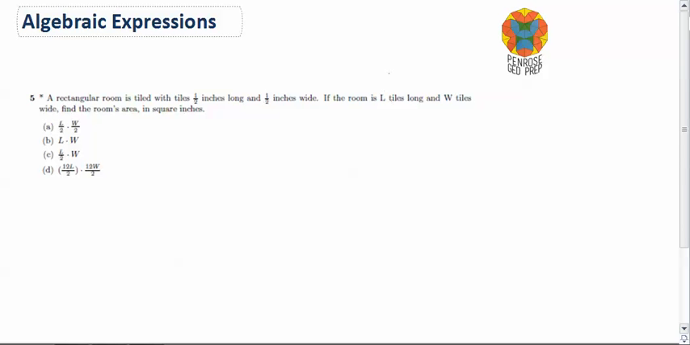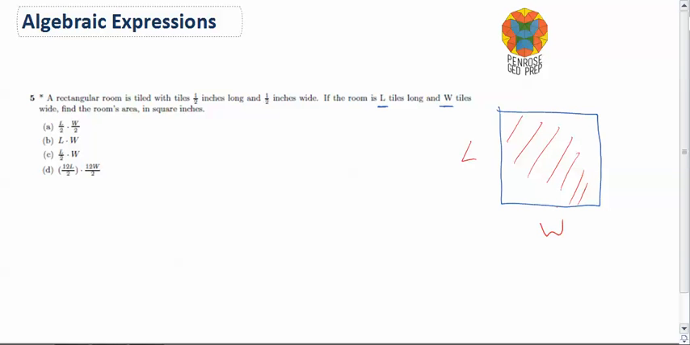So, just looking at this problem, we see that our variables, our numbers, have already been named for us. We've got a room, L tiles long, W tiles wide, and we need to figure out its area. One really good thing to do when you're confronted with a problem that's hard is to draw a picture or to try a special case. We're going to try both of those things here.